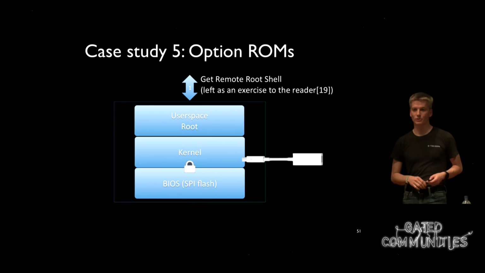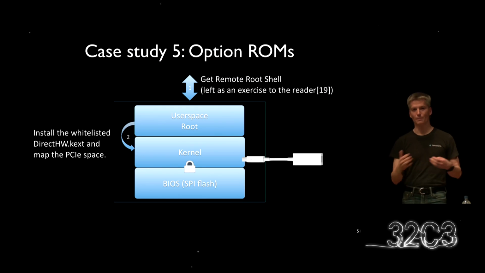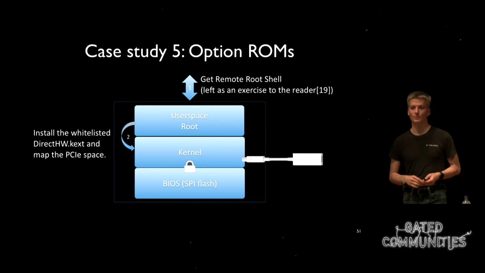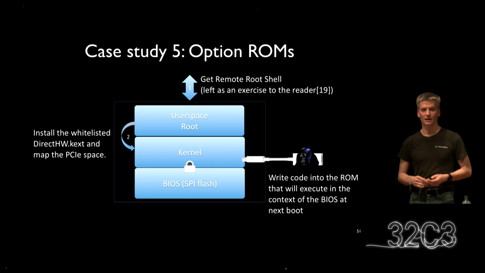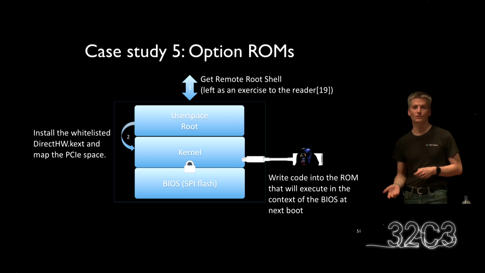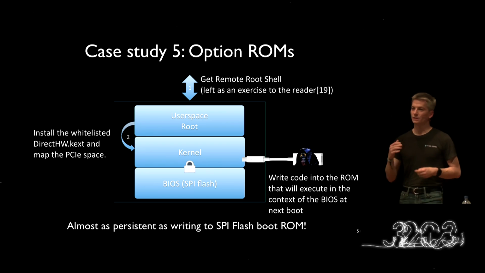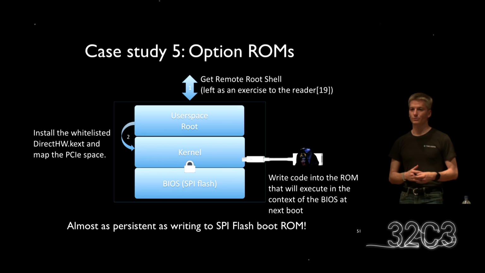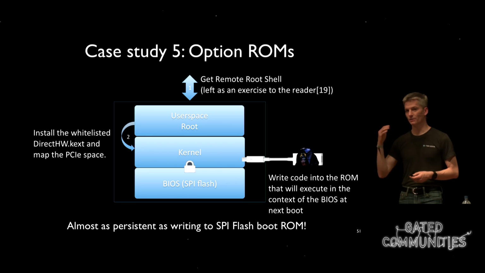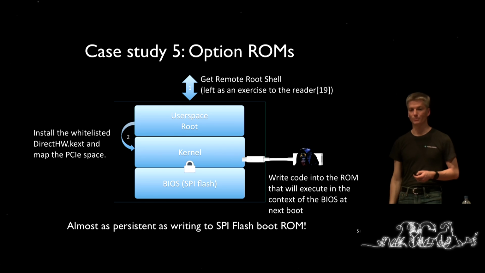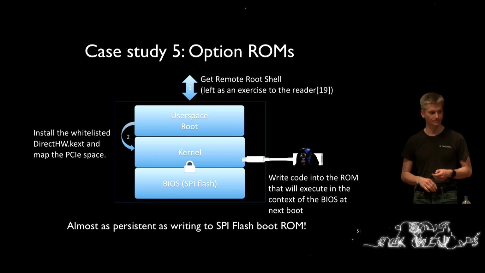It also gives you a way to get persistence. So if you get a remote shell on a system, you can map all of physical memory, look for PCIe devices, write your code into the option ROM on it, and the next time the system boots, that code's going to run. This is almost as good persistence as the SPI flash. It doesn't necessarily give you the ability to circumvent all of the root of trust, because option ROMs are loaded much later in the boot process, but it still is a very dangerous thing to let happen.